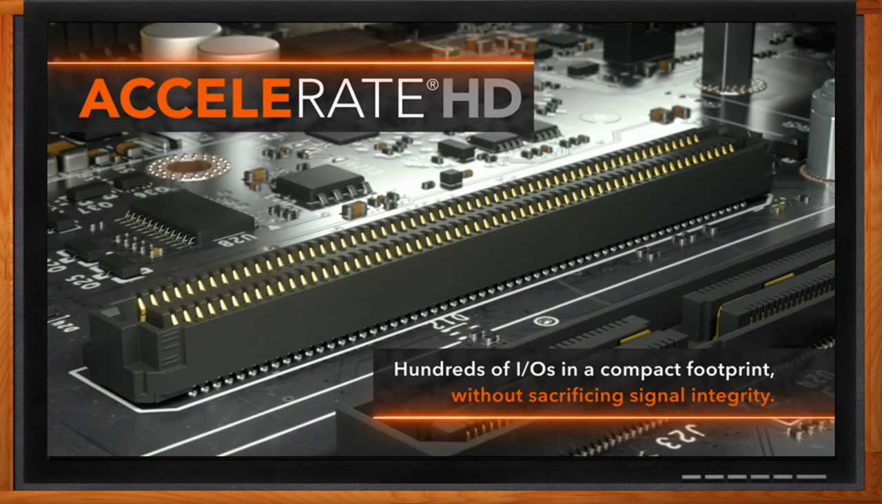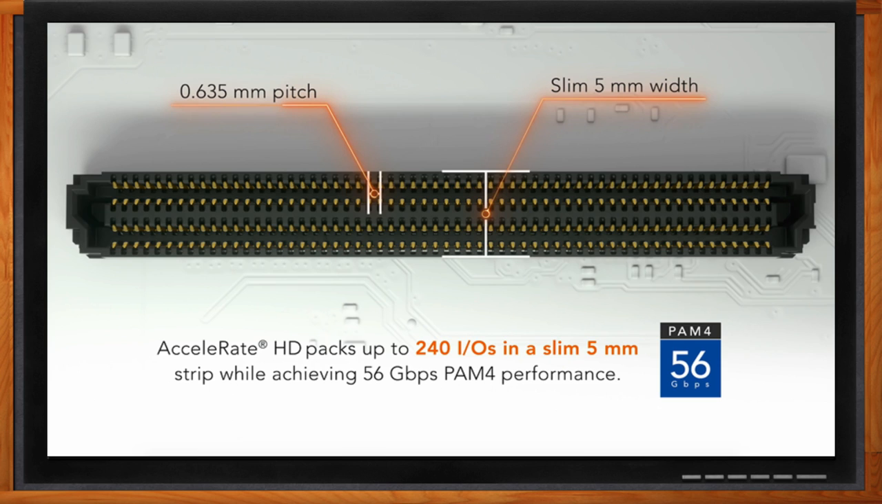Okay, Matt, let's dig in and talk more about Accelerate HD. Now, that can get me to 56 PAM4, right? So what exactly does this solution look like? Well, this illustration here, Amelia, again, helps us to see from a different point of view all the key features that Accelerate HD has to get us to 56 gigabit per second PAM4 data rates.